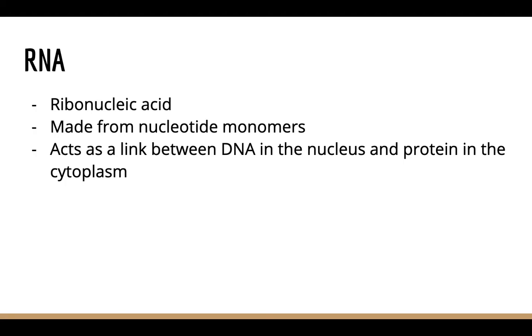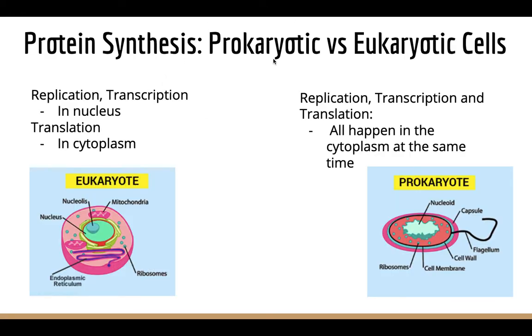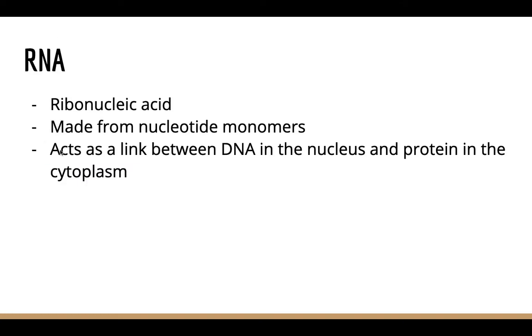So if you remember, in eukaryotic cells, transcription happens in one place, in the nucleus, and making the protein, translation, is happening in the cytoplasm. So the DNA and the RNA are both found in the nucleus, while the protein is made and found in the cytoplasm. This is what I mean here by the last point.